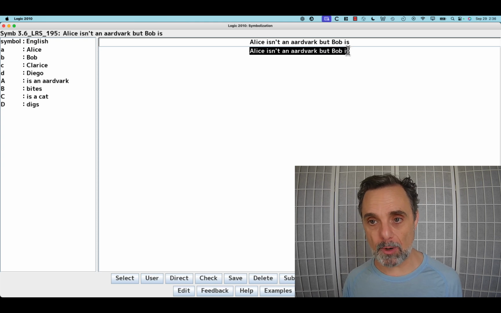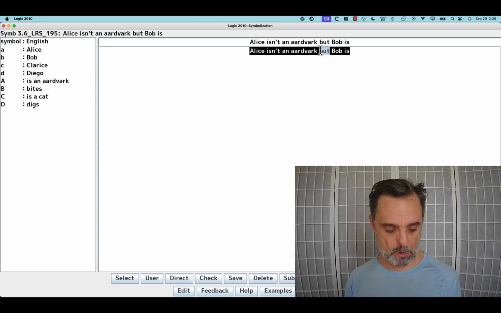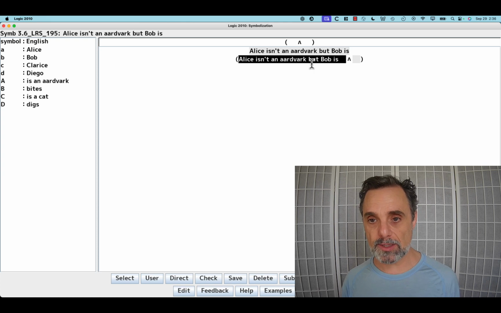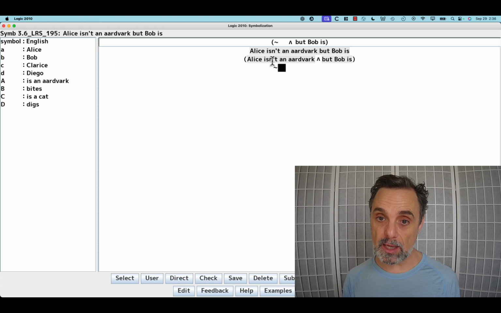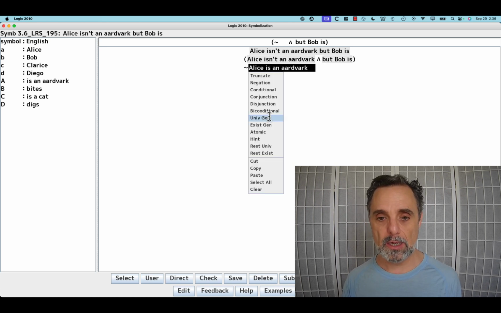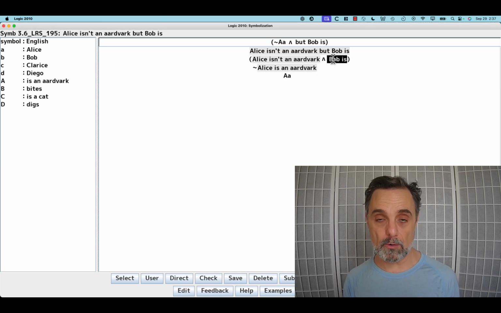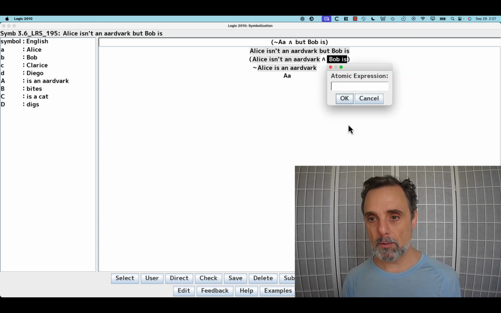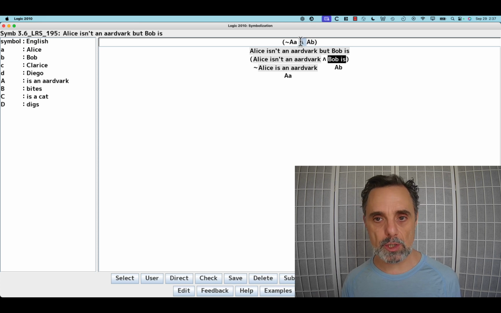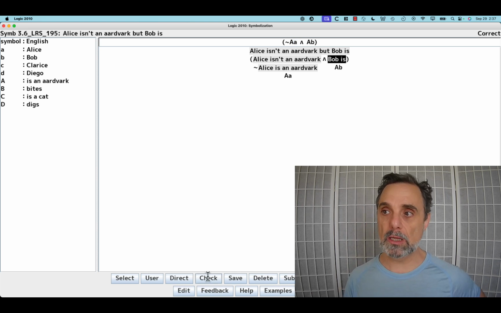Alice isn't an aardvark, but Bob is. Well, so there's that but, and if we remember, but is a conjunction, so we'll have Alice isn't an aardvark on one side, but Bob is on the other. So we know that this is the negation of Alice is an aardvark, and we should be very familiar by now with the idea that this is big A, little a, but Bob is. Bob is what? Bob is an aardvark. So is an aardvark big A, Bob little b, so that's going to be big A, little b. So we have a conjunction of is an aardvark of Bob and not is an aardvark of Alice. So Alice isn't an aardvark, but Bob is an aardvark. Yes, good.